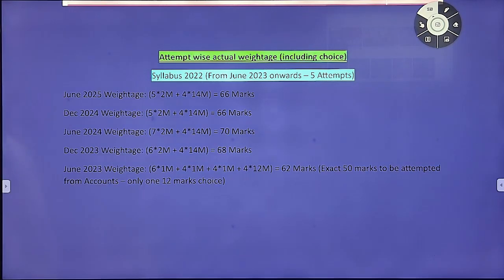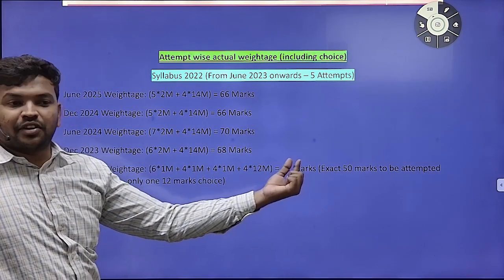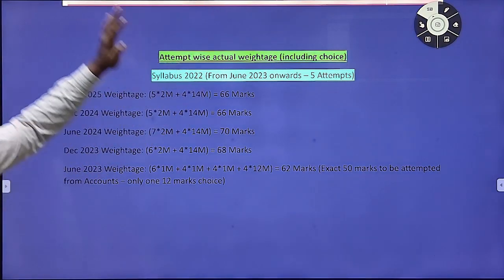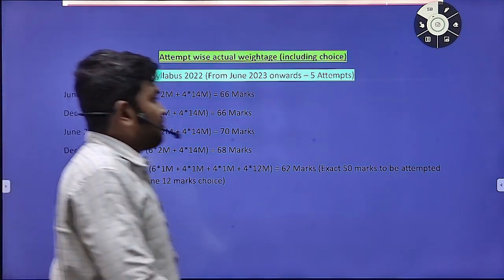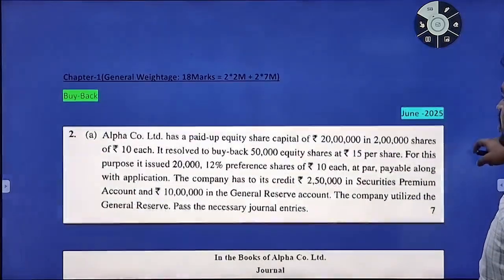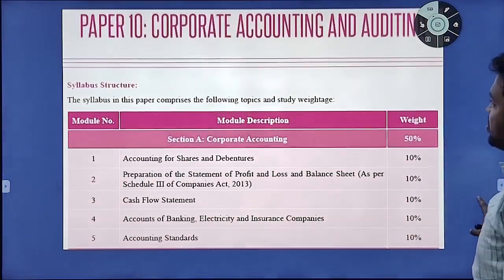With choice they have given for 62 marks, but you have to attempt 50 marks from accounts only. Clear? Any pattern the examiner, the paper setting person, can follow. We never know. So to start with, target 66 marks in accounts. Not 50, 66. Let me give an introduction of each chapter first.